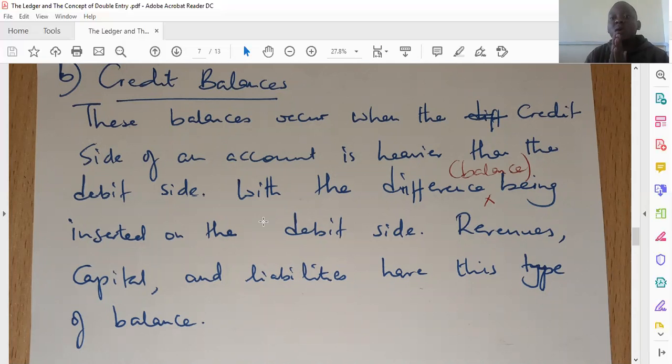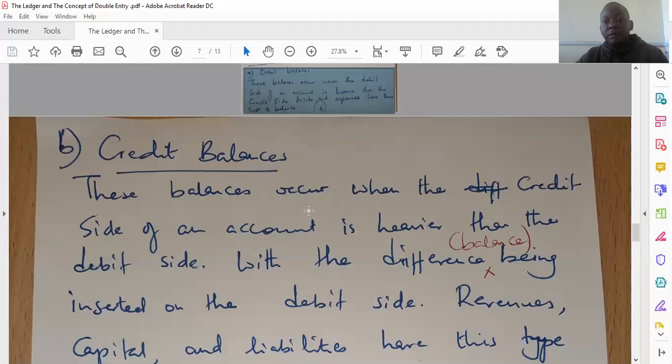Credit balances occur when the credit side of an account is heavier, or is more than the debit side. That is, the credit total of an account is more than the debit total of the account. Therefore, the difference will be inserted on the debit side in order to equate the two totals of the ledger. Revenues, capital, and liabilities will always have this type of balance.